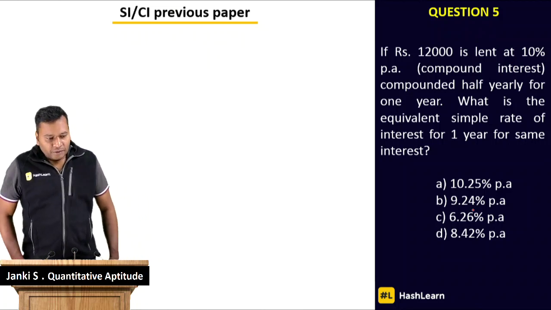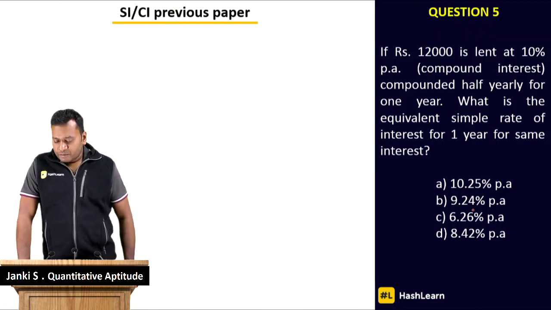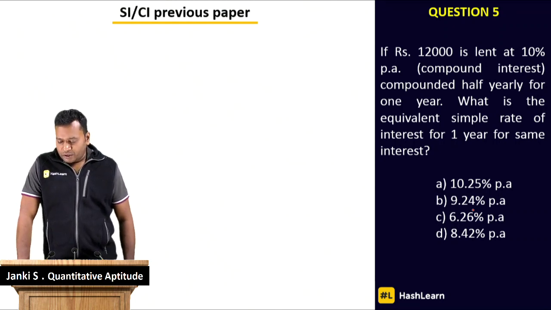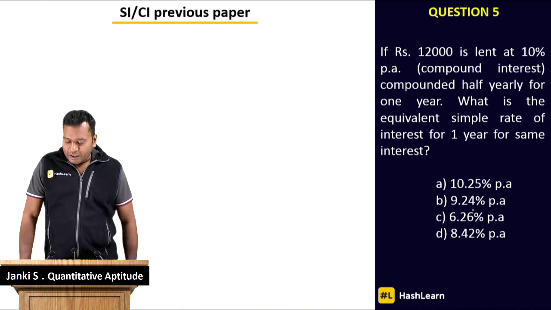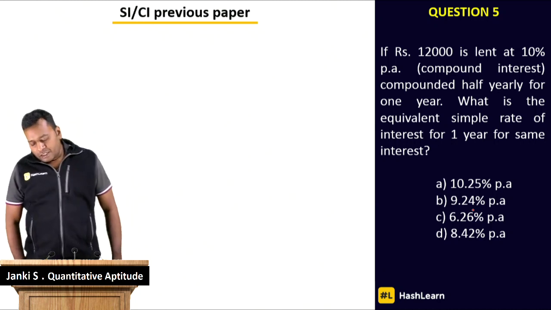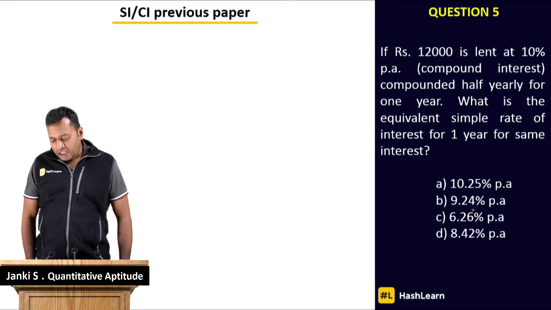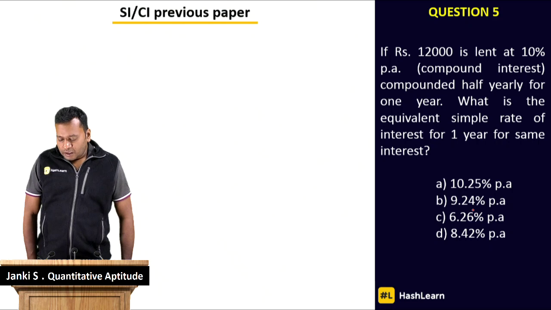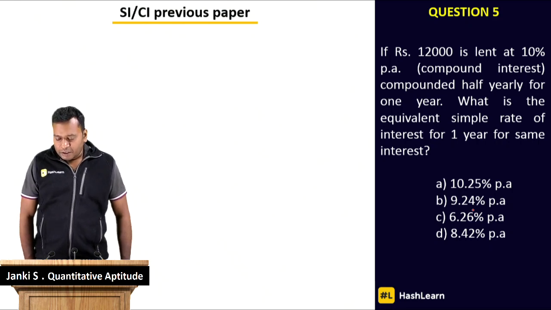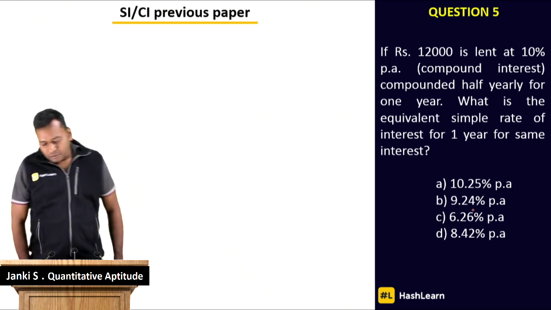Let's check the next one. Next one is nothing but if rupees 12,000 is lent at 10% per annum compound interest compounded half yearly, what is the equivalent simple rate of interest for 1 year for the same interest? So now this is not a calculation part, right? So here my rate of interest is about 10%.